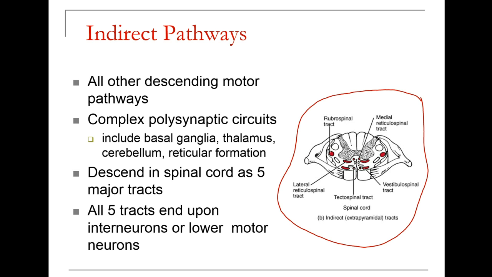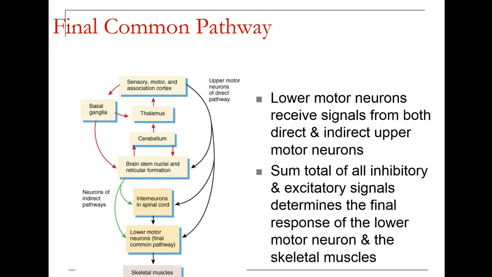But you should know that there are some major tracts where the indirect pathway will go down eventually, and eventually will control the lower motor neurons. So both pathways, the direct and the indirect pathways, eventually synapse with the lower motor neurons. So one good way to view this is by looking at a flow chart of the connection between the upper motor neurons, between the motor areas of the brain, and eventually connecting all the way down to the skeletal muscles.